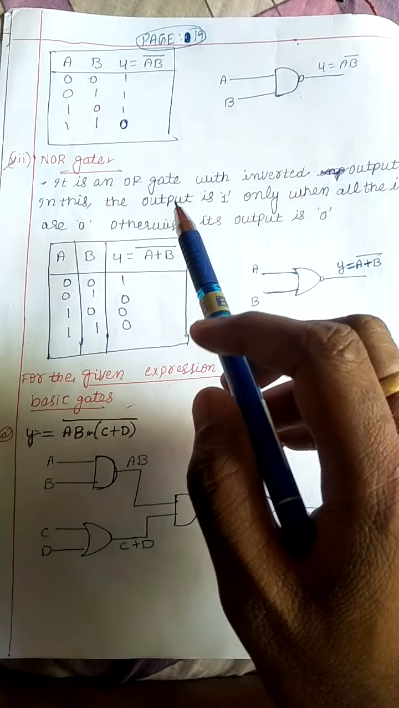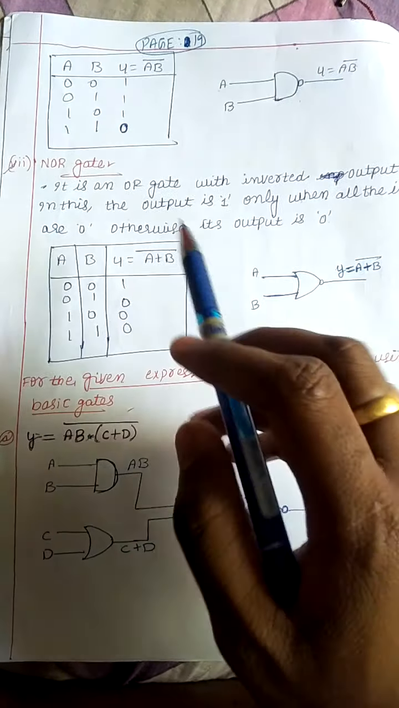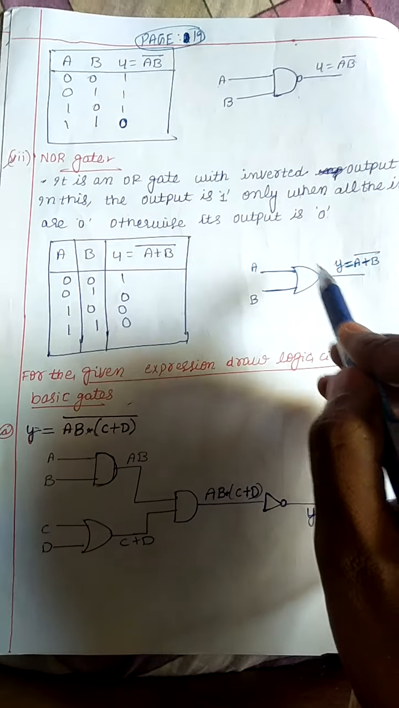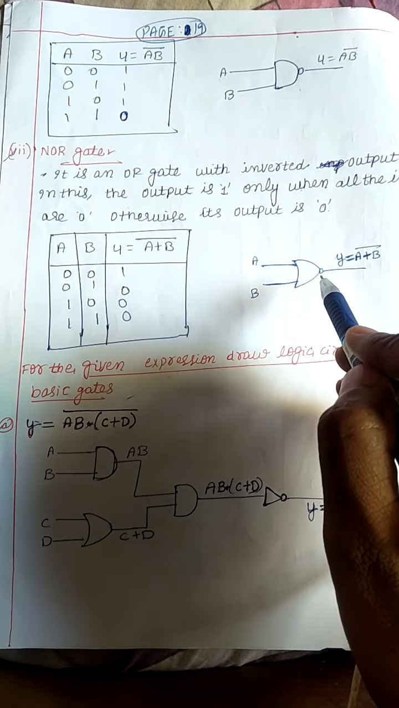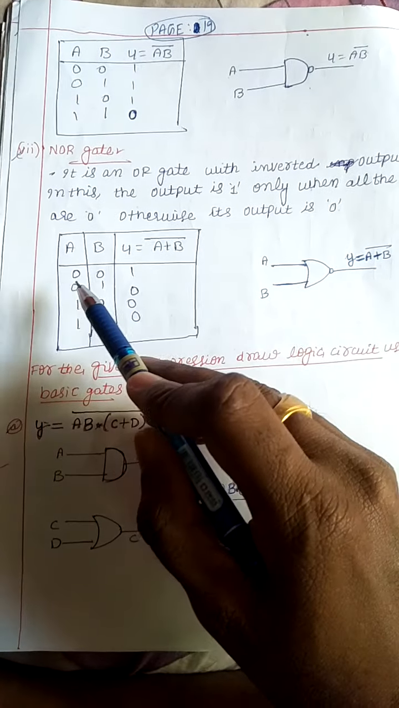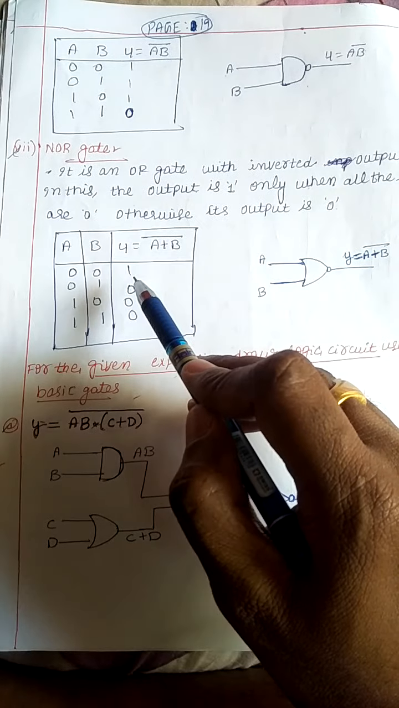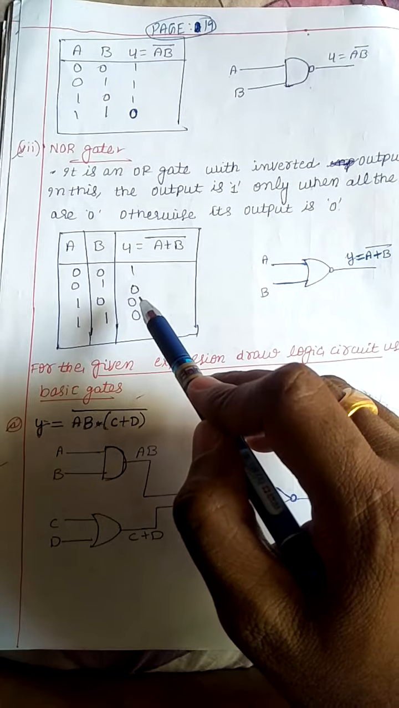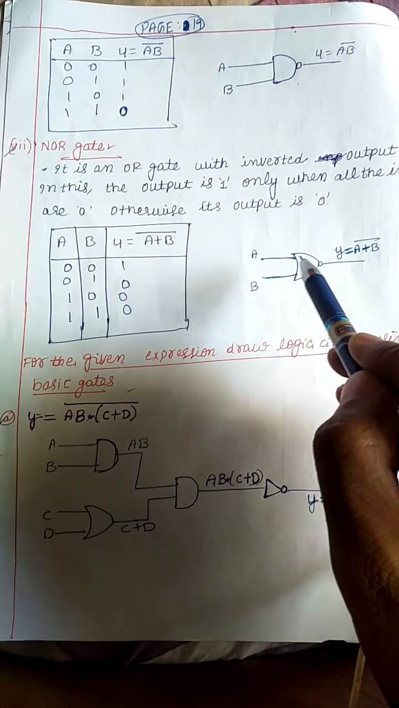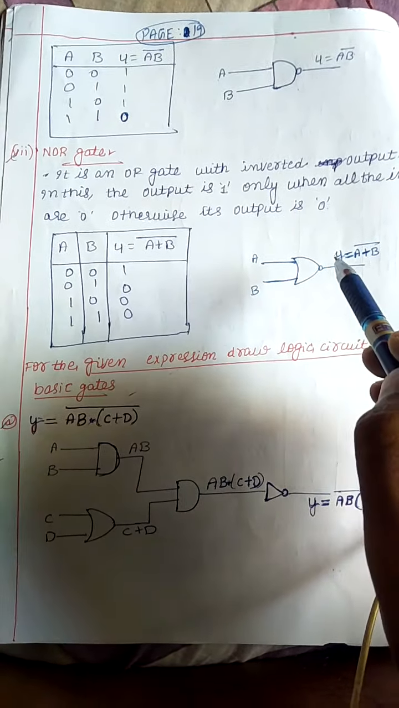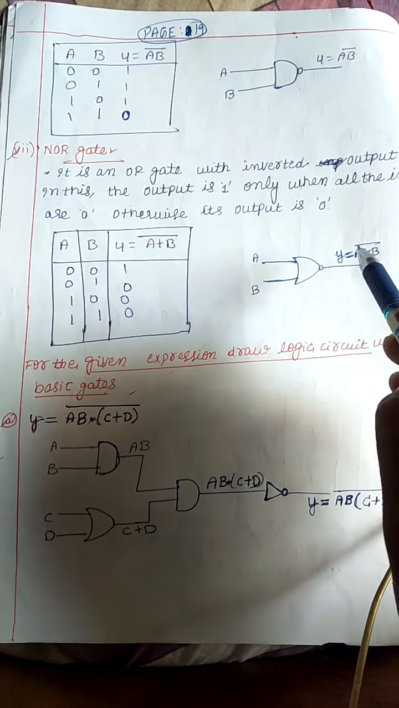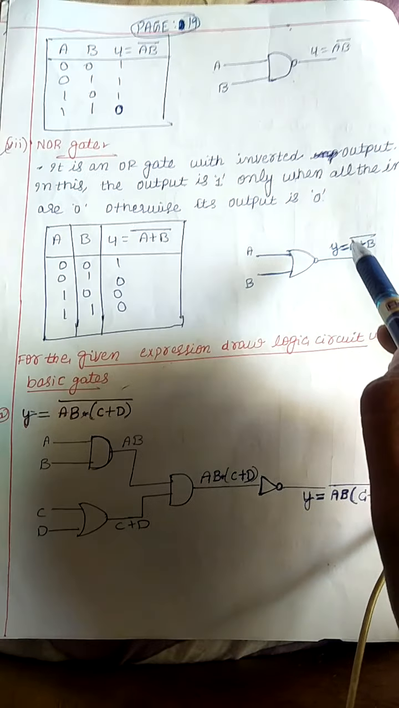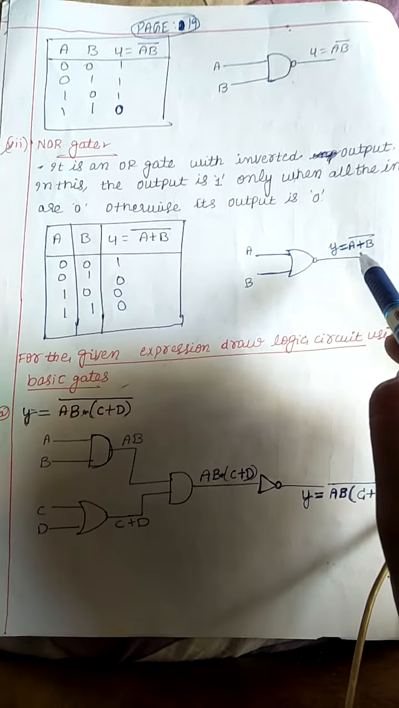NOR gate. Similar to the NAND gate, for the OR gate you put one bubble, then it becomes a NOR gate. Here if both the inputs are 0, then the output is 1, otherwise the output is 0. The symbolic representation of the NOR gate is shown here. So Y is equal to (A plus B) bar. If you put the bar, it becomes a NOR gate. If you remove the bar, it is A plus B, that is the OR gate.